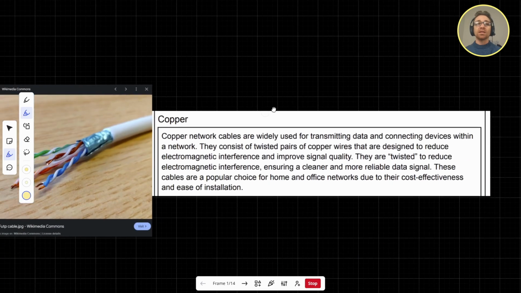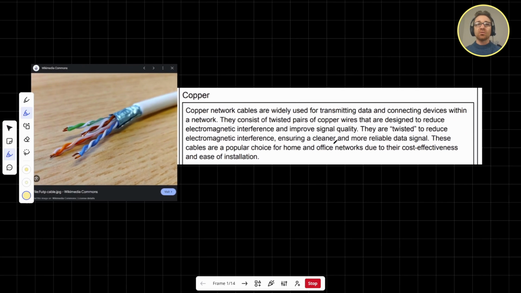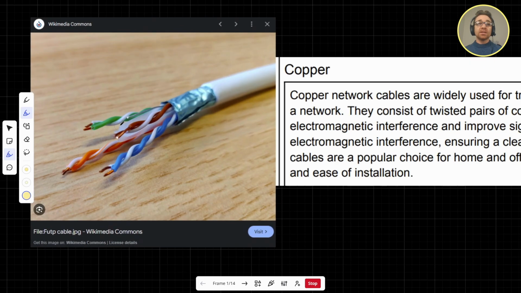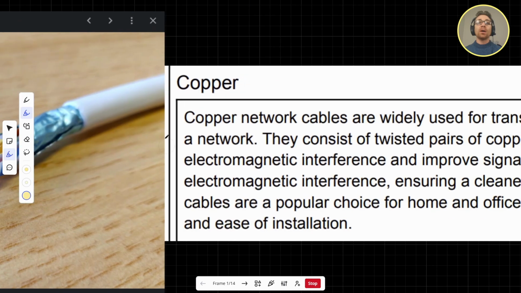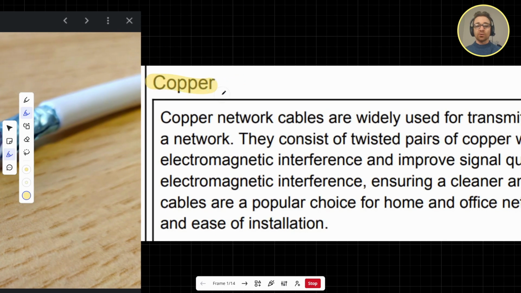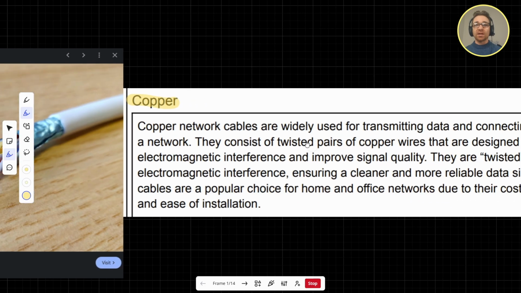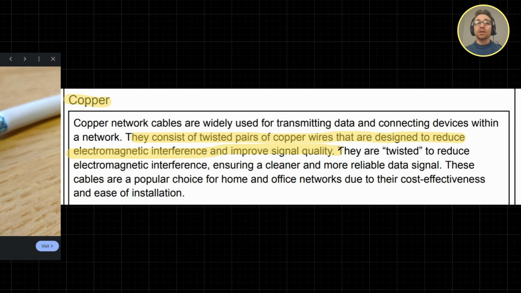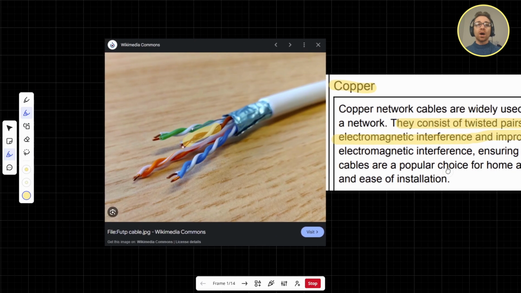We'll get into a little bit more detail because we need to know the specifics, right? So we've talked about the fact that the twisted pair cable is a type of copper cable. It fits into the category of copper cable simply because it uses copper to transmit data. They consist of twisted pairs of copper wires that are designed to reduce magnetic interference and improve signal quality. So twisted pairs of copper wires is what the twisted pair cable uses.